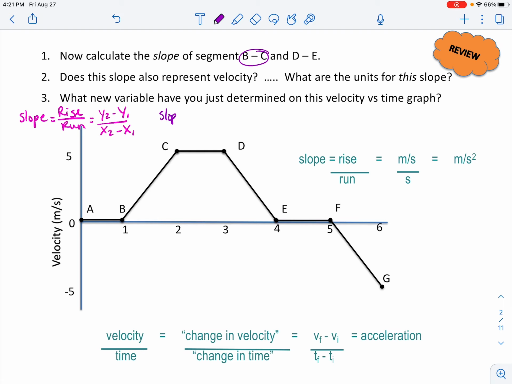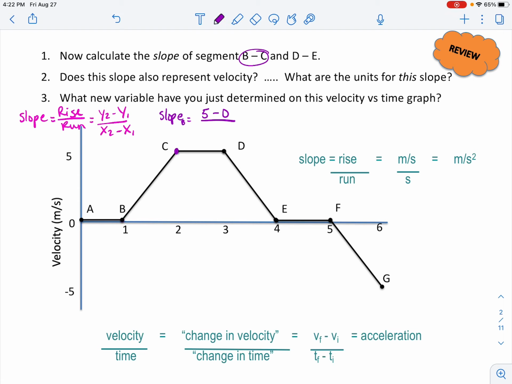I'm going to say my y2. So BC, here is the second point on that line. So y2 has a value of 5 minus y1. Point B represents y1, and that has a y value of 0. So I have 5 minus 0. My time is going to be 2 minus 1.